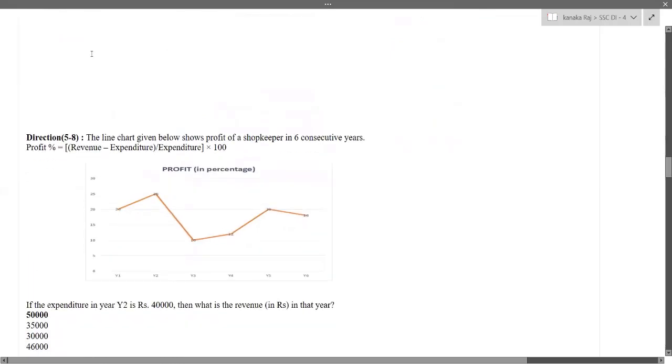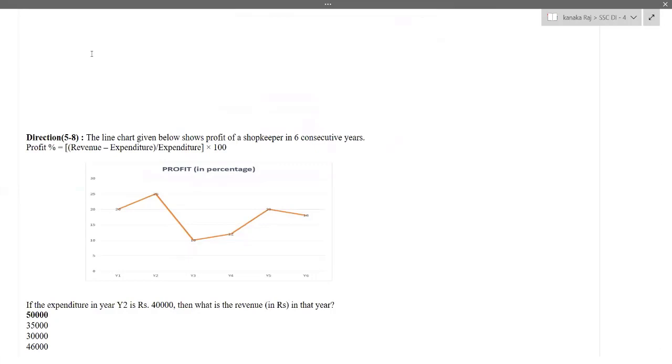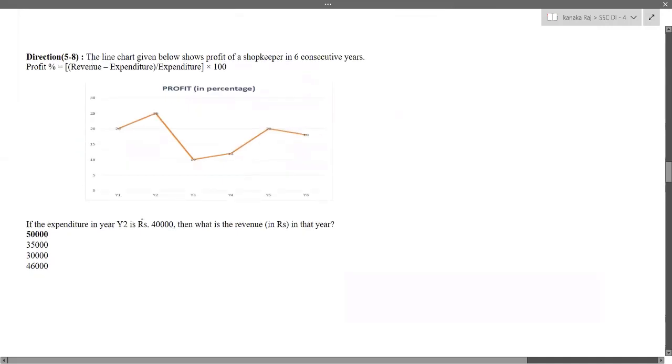So I hope all this is clear for you people. So let's move on to the next main question for you. What does it say? The line graph below shows the profit of a shopkeeper. This is a profit percentage. Profit in percentage for a shopkeeper in 6 consecutive years. They have given year 1 to year 6.